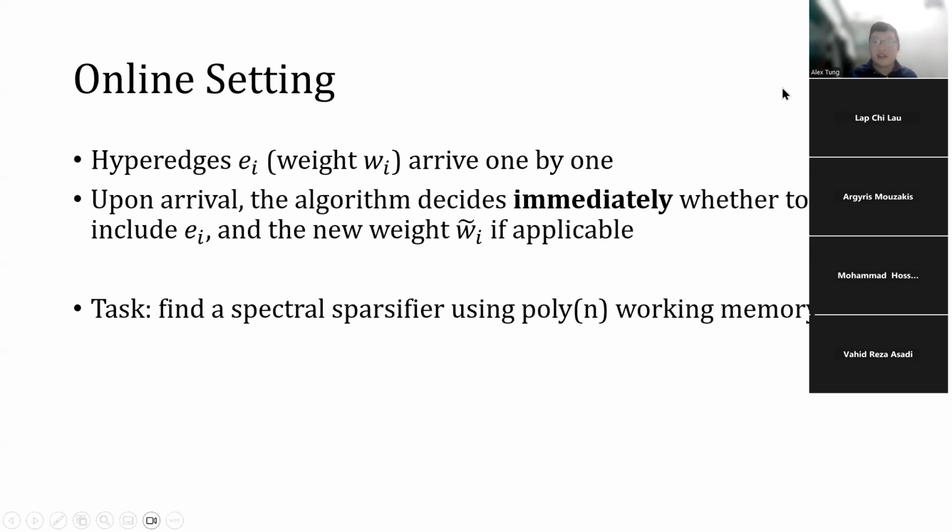That's why we consider the online setting. In the online setting, the hyperedges e_i with their weights w_i arrive one by one. When one arrives, the algorithm decides immediately whether or not to include the hyperedge and also to assign a new weight w tilde i if applicable. The task is to find a spectral sparsifier of the given hypergraph using just poly n working memory, where n is the number of vertices.